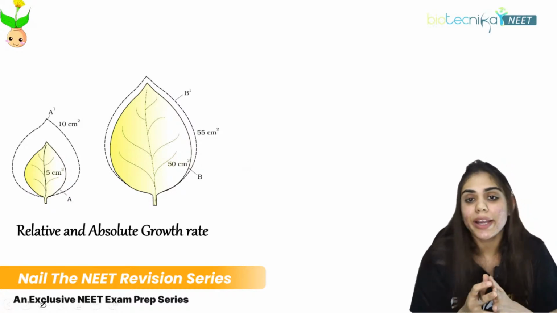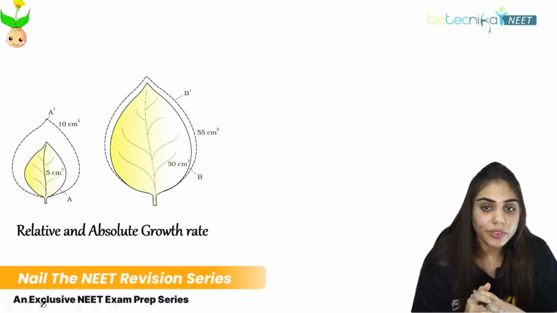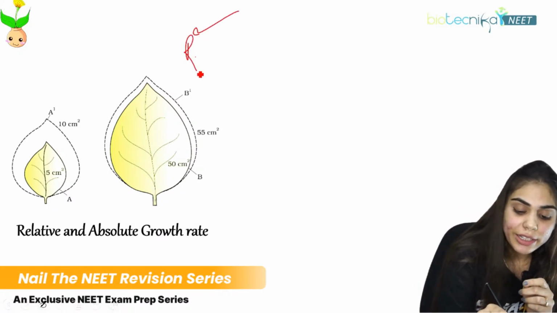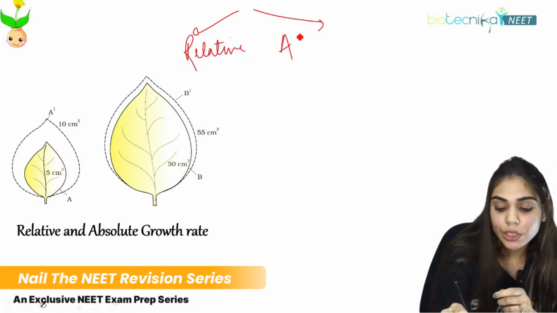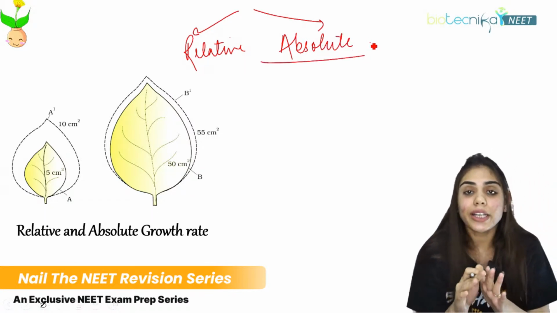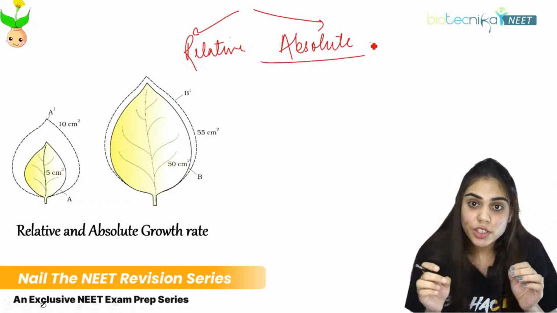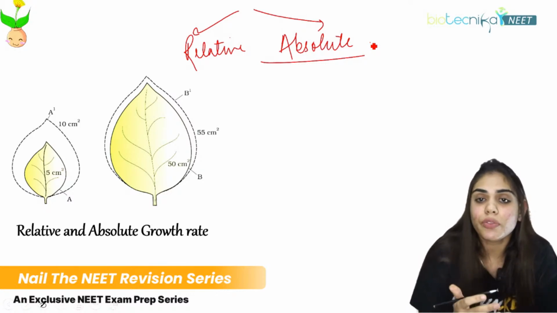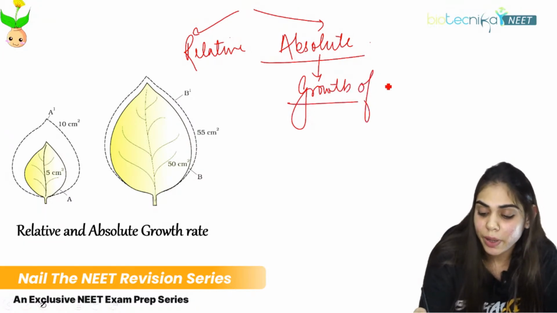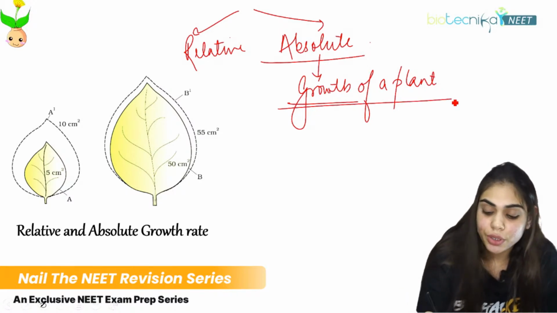So if you want to quantitatively compare the growth of the plant, you can do it by 2 methods. One is called the relative growth rate, and the other is called the absolute growth rate. Now, what is the absolute growth rate? Where you are not comparing anything, you are just focusing on the growth of a plant per unit time. That is what is called the absolute growth rate.